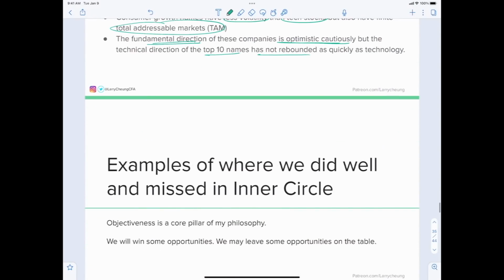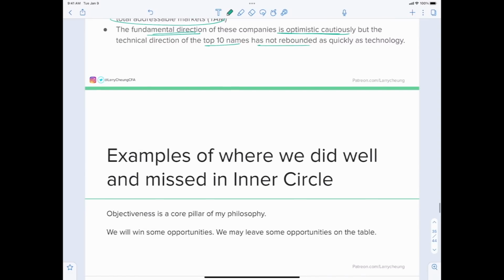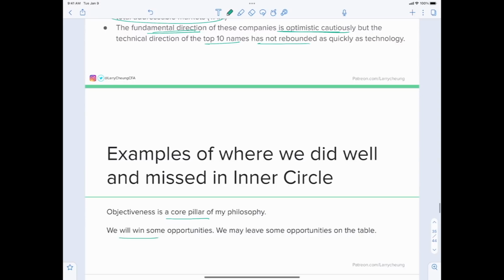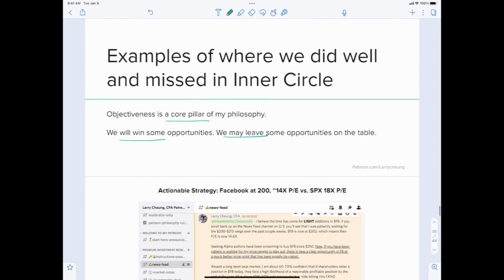Now I want to talk about examples of where we did well and also examples of potential missed opportunities inside our inner circle. Objectiveness is a core pillar of my philosophy. We will win a lot of opportunities, but sometimes we will leave some opportunities on the table.